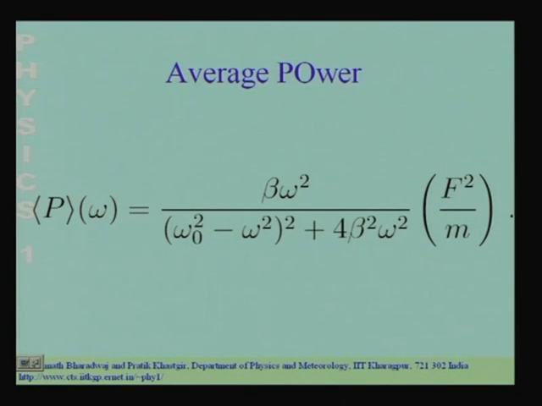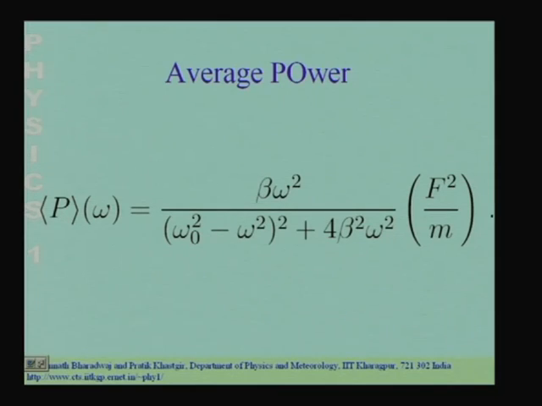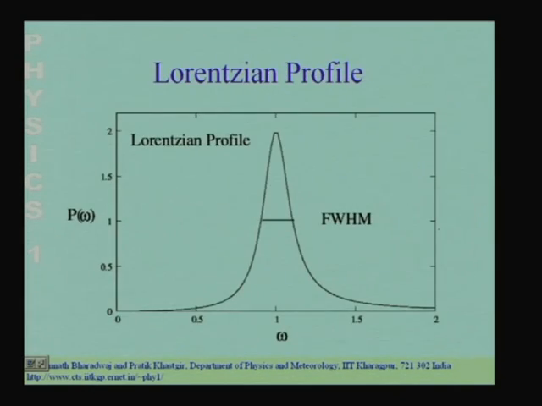Such a thing occurs in a large variety of situations, and we shall discuss this in more detail in the next lecture. This curve shows you the Lorentzian profile, which is the power that is transferred to the oscillator as a function of the angular frequency omega.